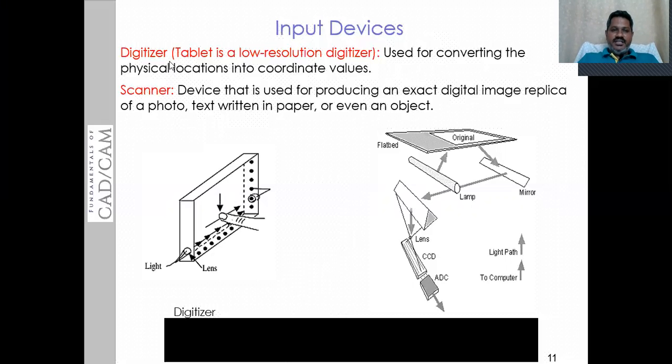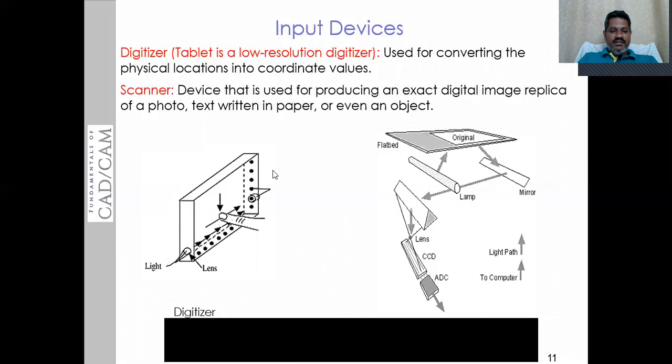Digitizer is nothing but a tablet with a low resolution screen. This is also used for converting physical locations into coordinate values, namely x coordinates and y coordinates. You can see an example of the working of the digitizer in this screen. The digitizer is connected to one terminal where a device is used to read the coordinates of the physical form.